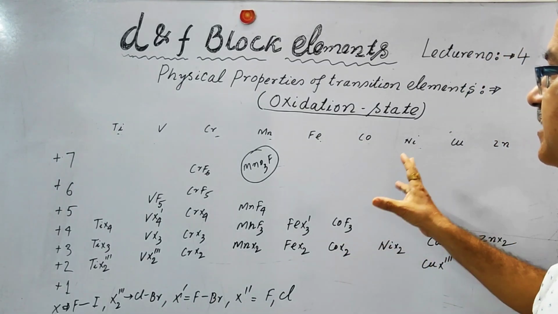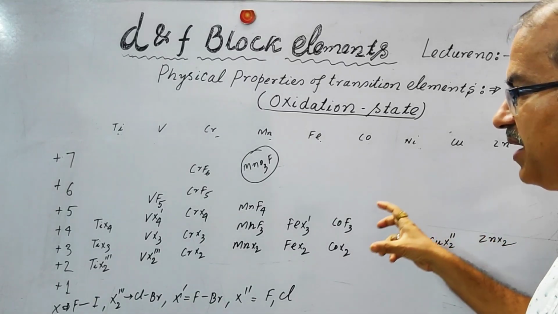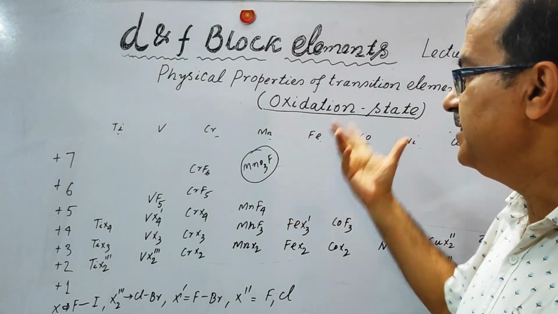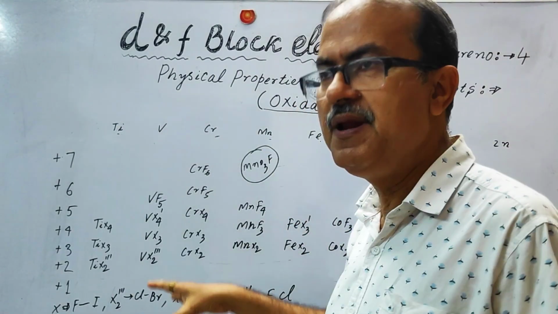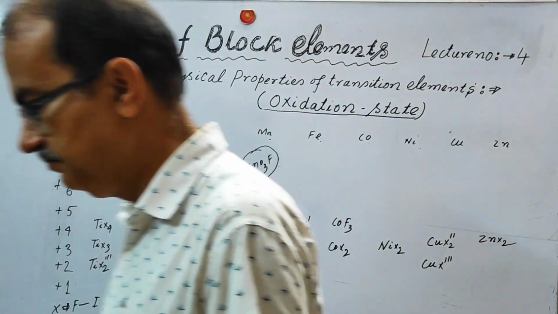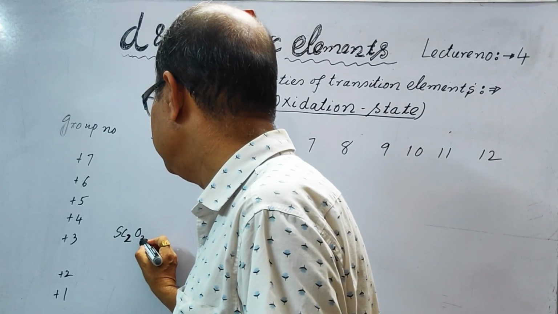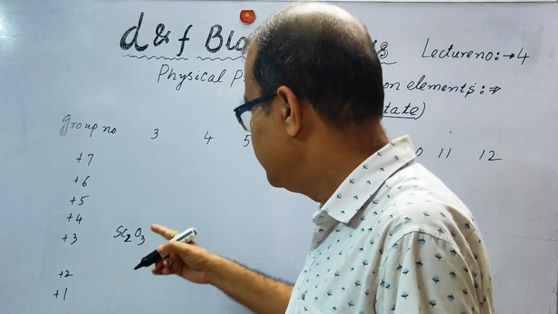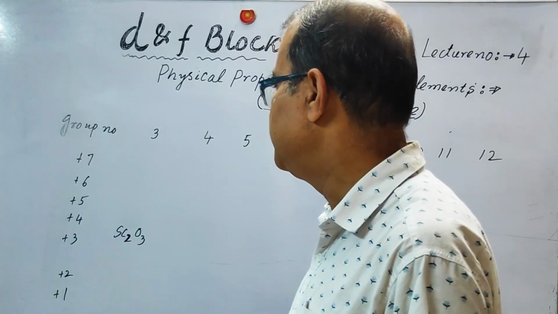So in this case we understand the different types of oxidation states given by these elements in their compounds. Now we have discussed the stable halides, now we are going to discuss the oxides. Sc2O3. Here you can see scandium has only one oxidation number, that is +3, and you can see the group number, it is just matching.